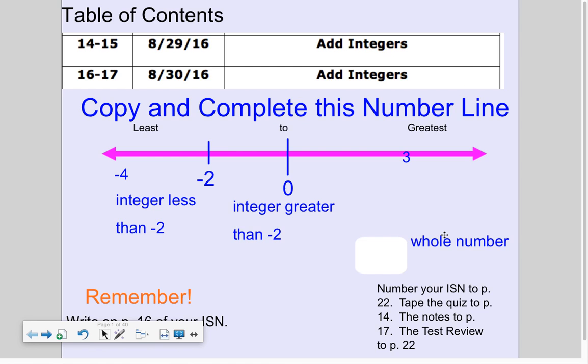Whole numbers. Again, what is a whole number? 0, 1, 2, 3, 4. So 0 and the natural numbers: 0, 1, 2, 3, 4, 5. So I know it's going to be to the right of 0.